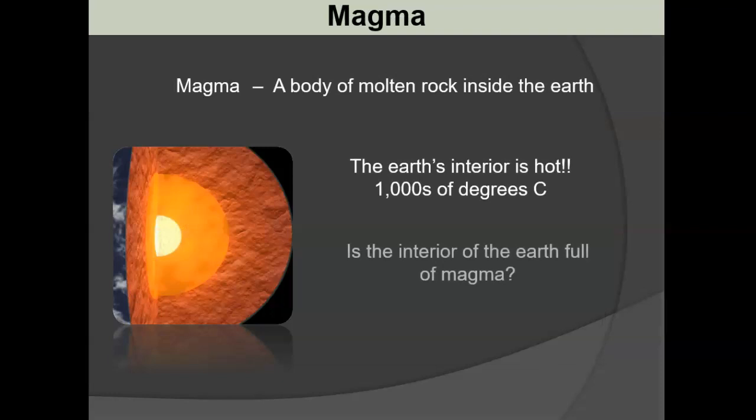So it's super hot when we drill down or go down into the earth, because of course we can't drill super deep, but we know that it's really hot down there. So why isn't the earth full of magma? It's at temperatures where most materials, rocks, minerals, should be molten, but we don't see that happening.